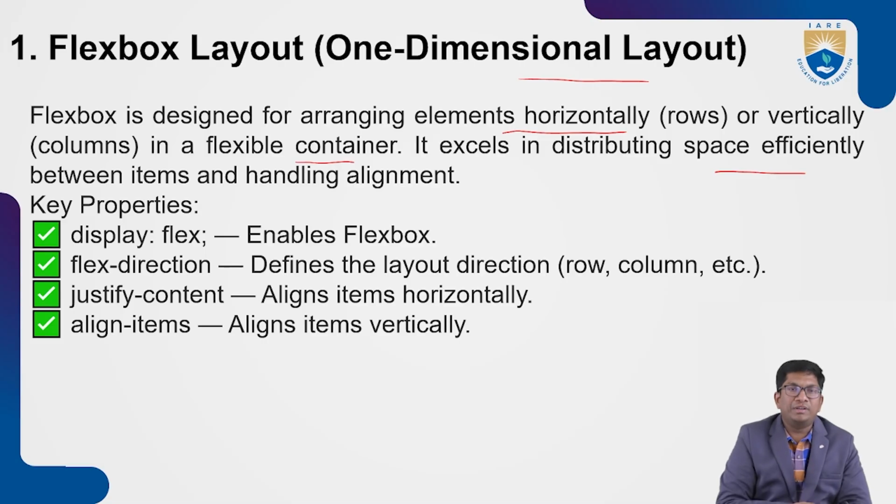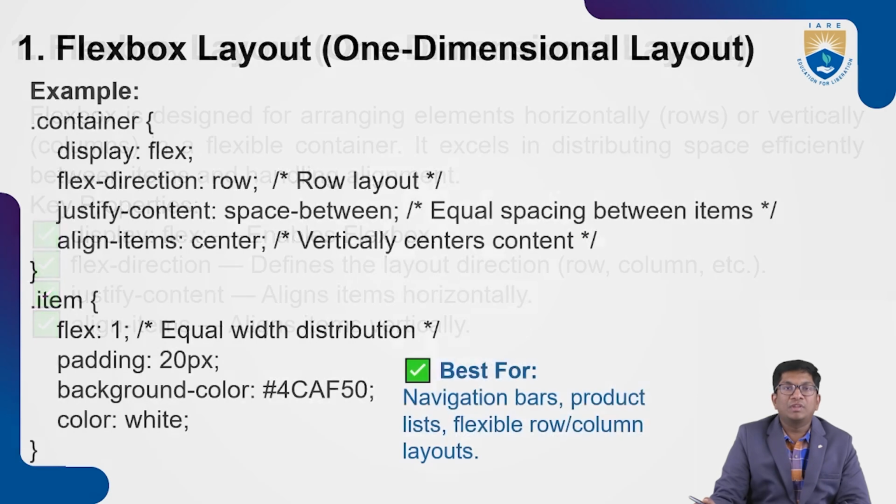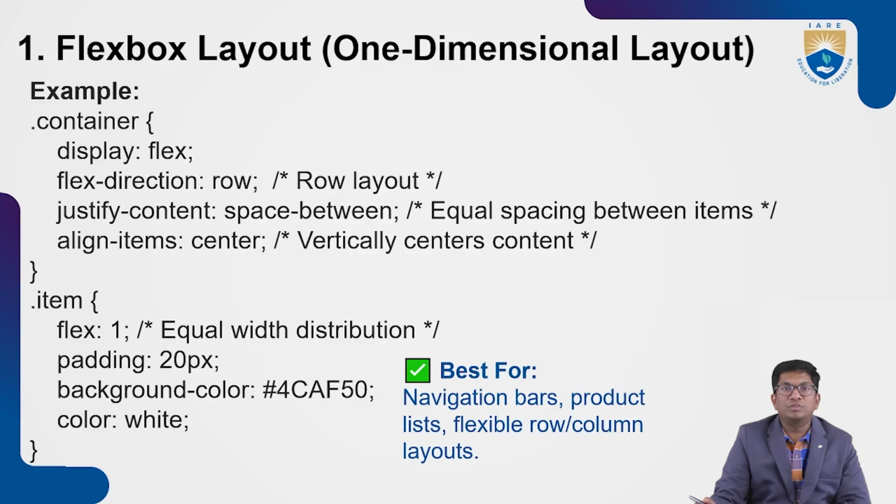In this, there are different key properties. One is display: flex, which enables Flexbox. Next is flex-direction, the direction in which to lay out items: row or column. Justify-content aligns items horizontally. Align-items aligns them vertically. By using these properties, we can design the Flexbox layout. We'll see a simple example to understand how to design with the Flexbox properties.